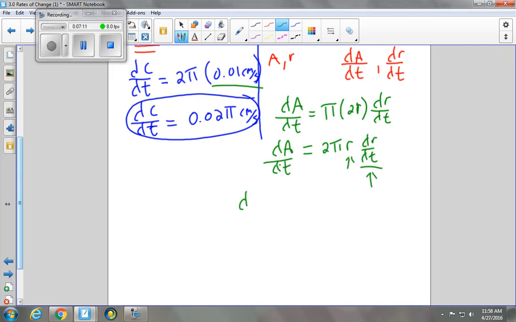So dA over dt is going to be equal to 2 pi times 100 centimeters, because that's what it said the radius is at the point that we care about. And then the rate that we're talking about is going to be 0.02 centimeters per second. And I purposefully made a mistake somewhere. What have I not done?